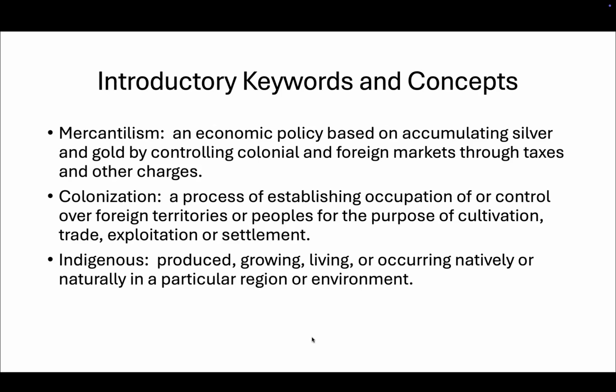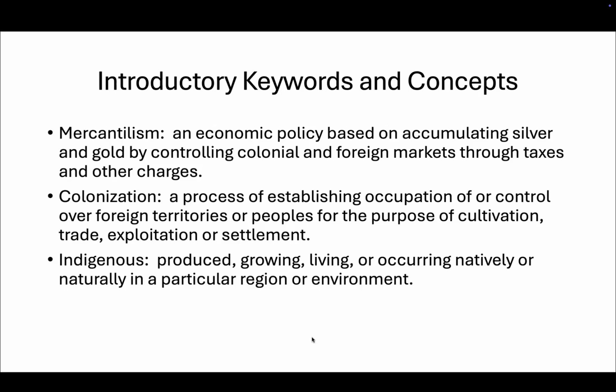The word is indigenous. And the word indigenous means produced, growing, living, or occurring natively or naturally in a particular region or environment. So when we talk about the indigenous peoples of the Americas, we mean the people who were here before the Europeans showed up, right? The people who this was their land, who were already living here for thousands and thousands of years prior to anyone else showing up. So that's what we mean by indigenous.